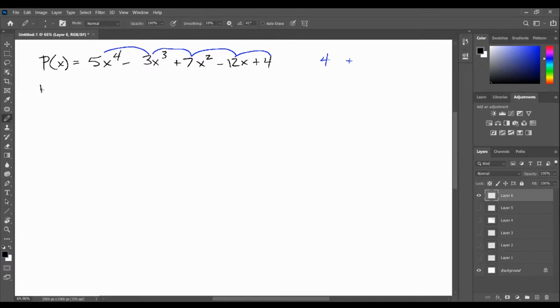Now let's look at P of negative x. All it does is change the sign of the terms with an odd exponent. An even exponent will stay. Odd exponent changes sign. Even exponent stays. Odd exponent changes. Even exponent stays. So sign changes are 0. Didn't change once. It's all positive.